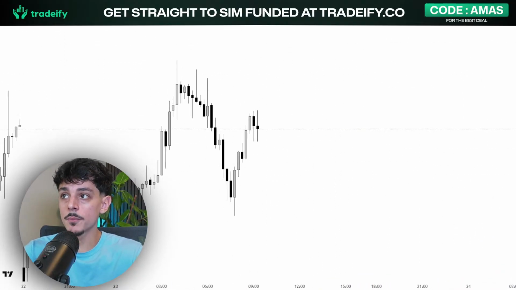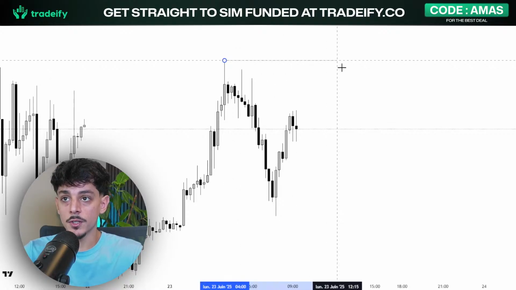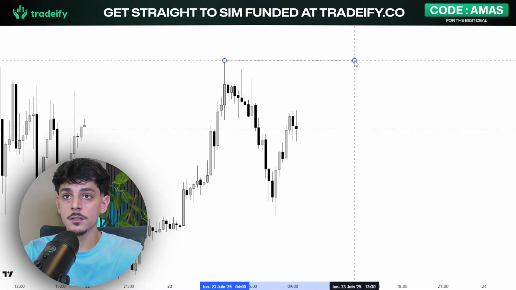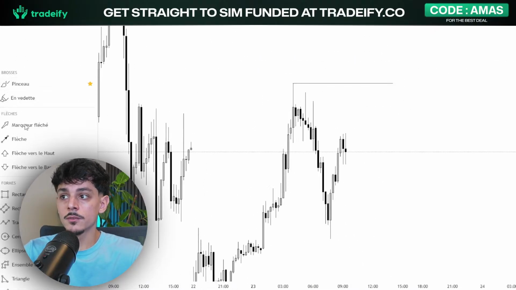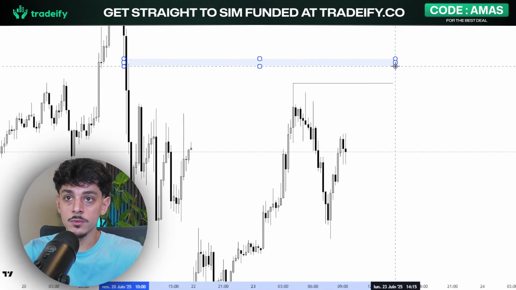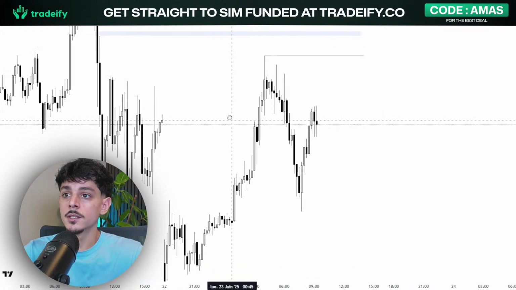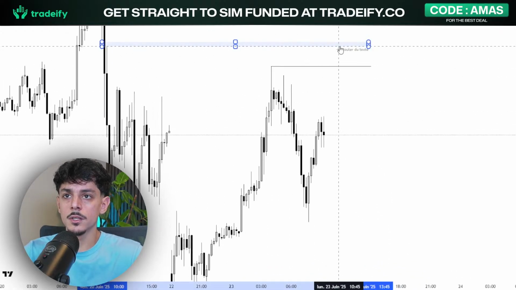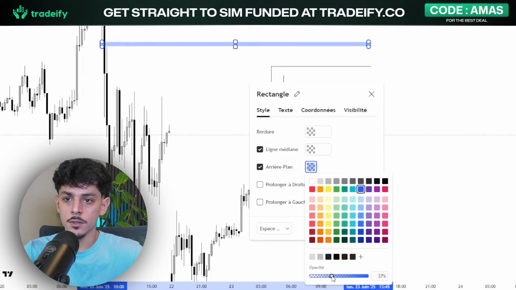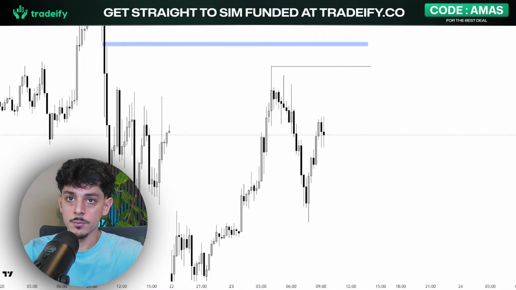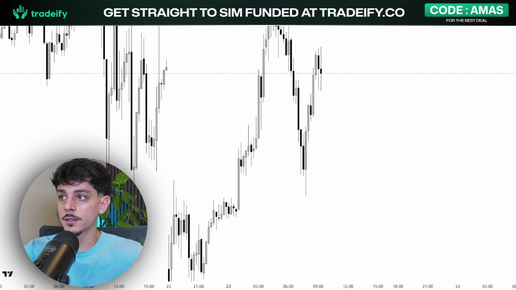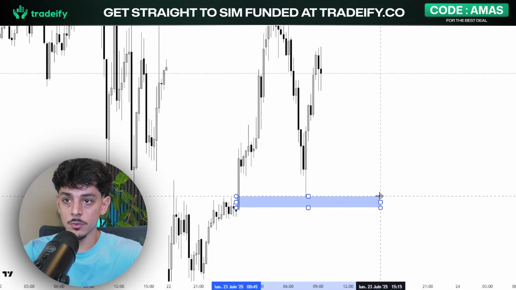So what do I know? At 9:30, I mark out my levels. I mark out this buy side level. I have a 15-minute fair value gap just above, right there, and then we have a 15-minute fair value gap below this low here.